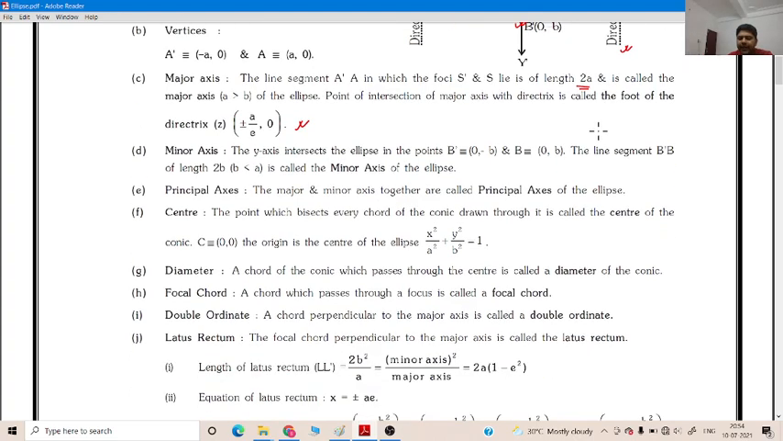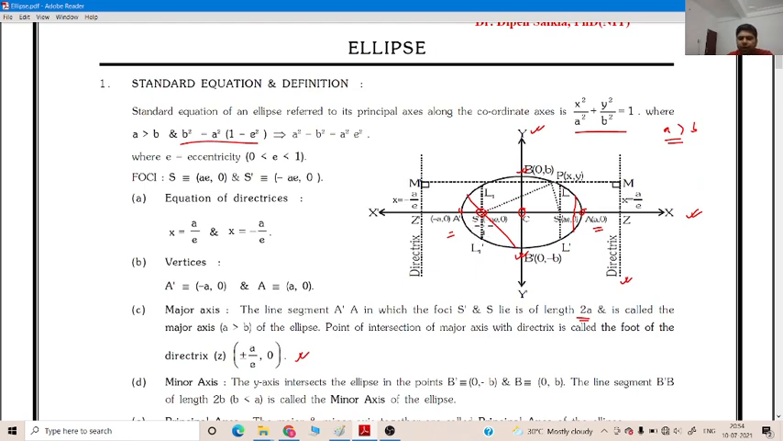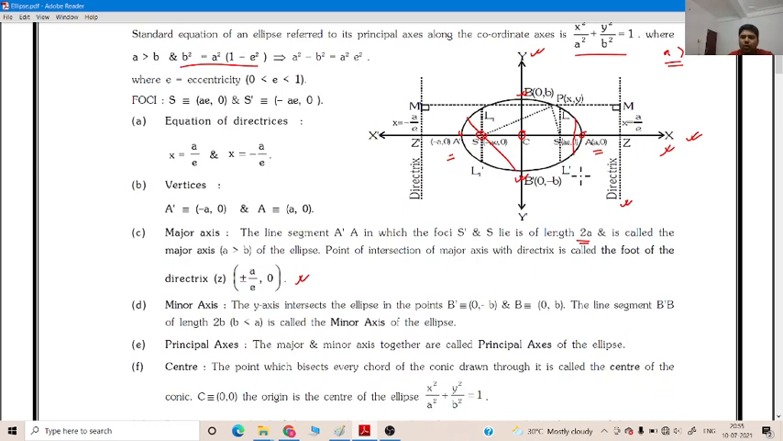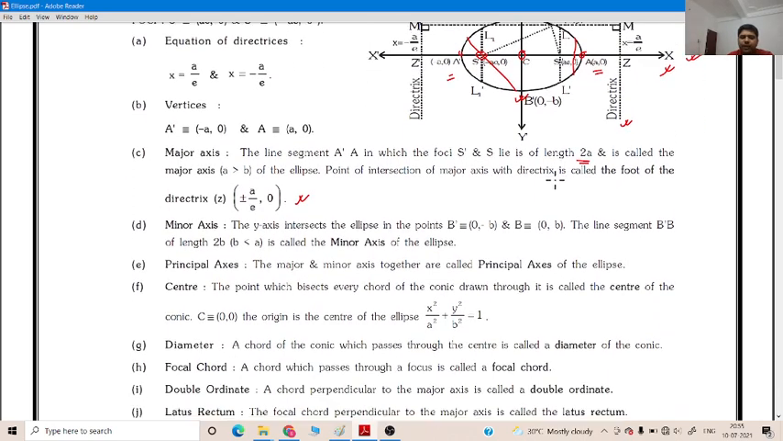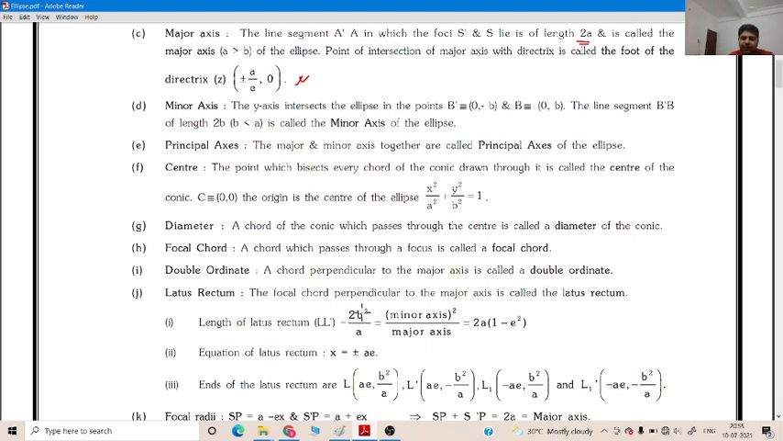And the latus rectum means the focal chord which passes through its focus and is perpendicular to the major axis. The chord LL' passes through its focus and is perpendicular to the major axis. The length of the latus rectum is equal to twice b square by a.